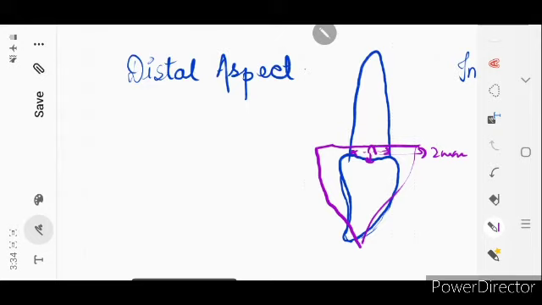Now its contact area lies mainly at the middle third.